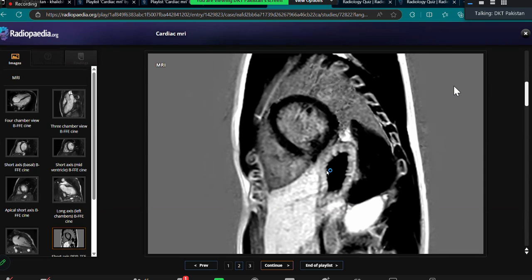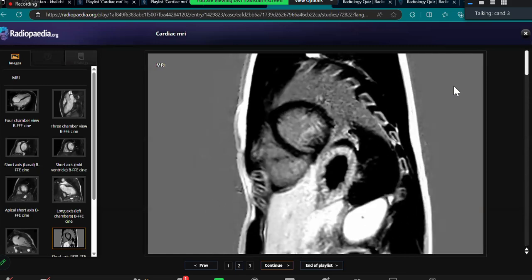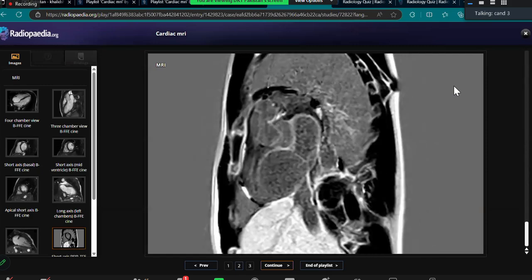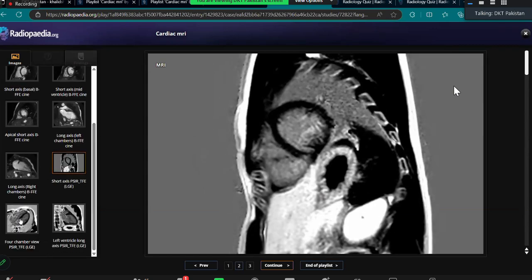Apart from that, is there any ischemia or anything? No, there is no area of enhancement in any of the walls of the left ventricle. Okay, good. So do you have any diagnosis in your mind?